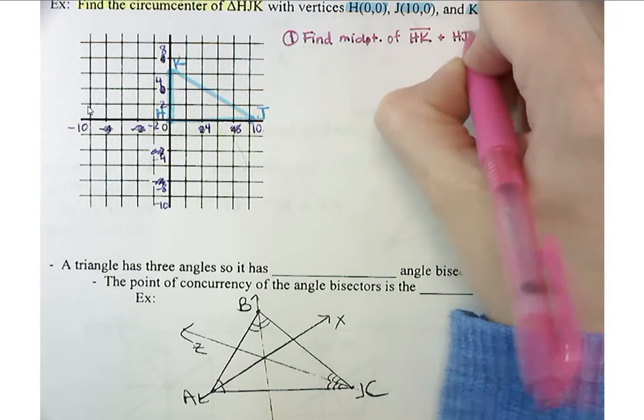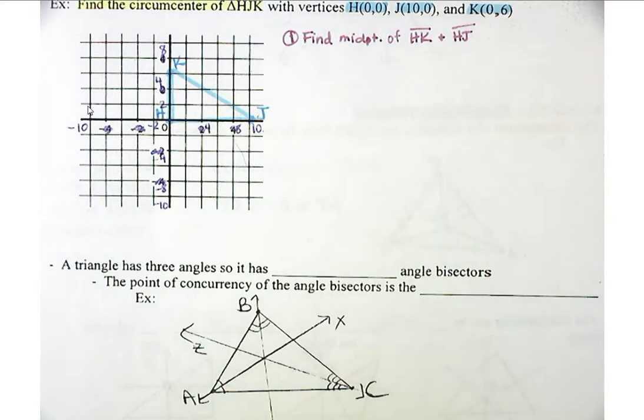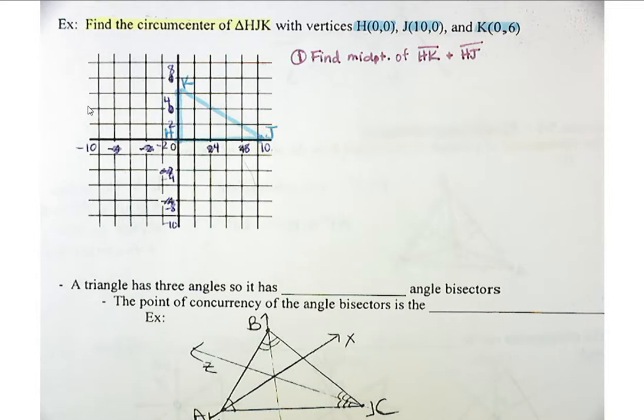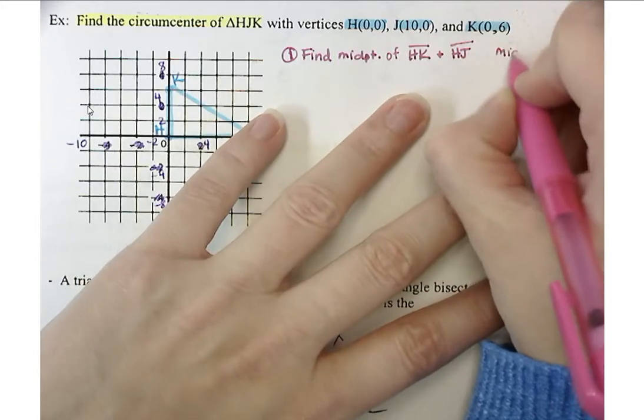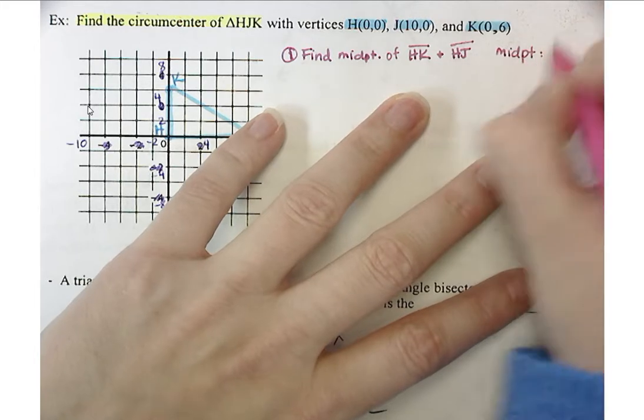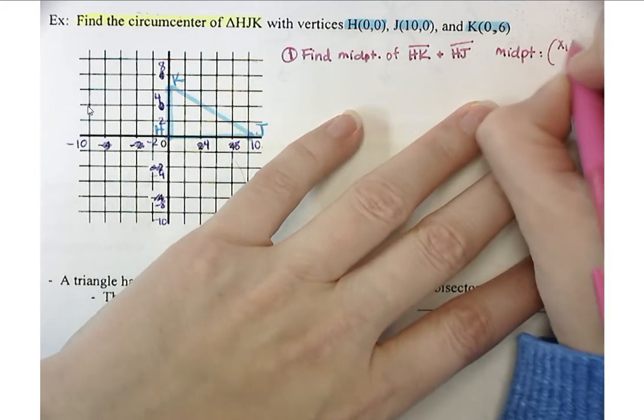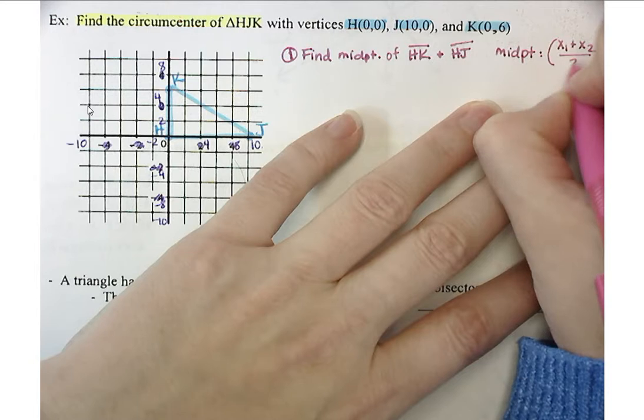and HJ. Now, we talked about earlier, if it was a right triangle, where is my circumcenter going to be? It should be on the triangle, so just keep that in mind. I'm going to give you your formula for your midpoint. I think it's a good reminder. X1 plus X2 divided by 2.